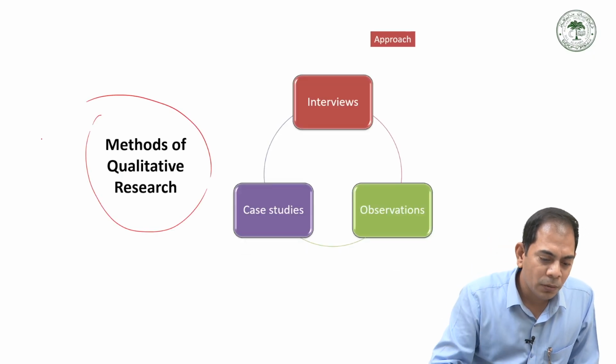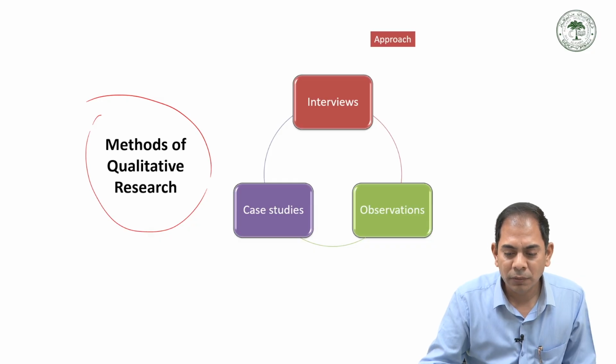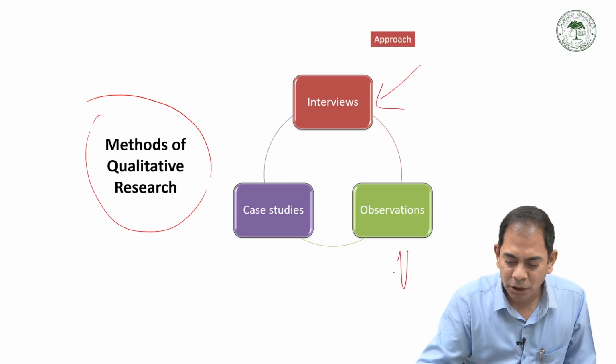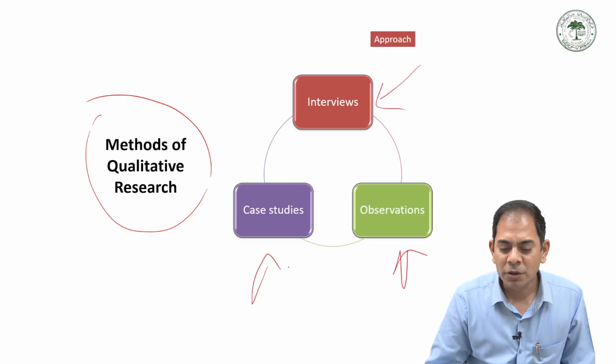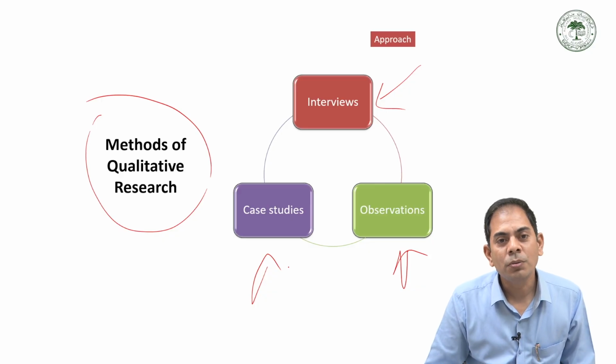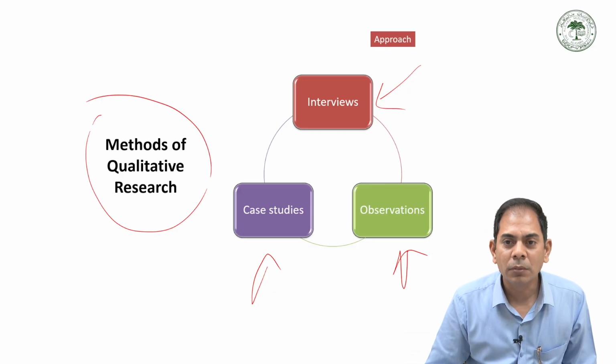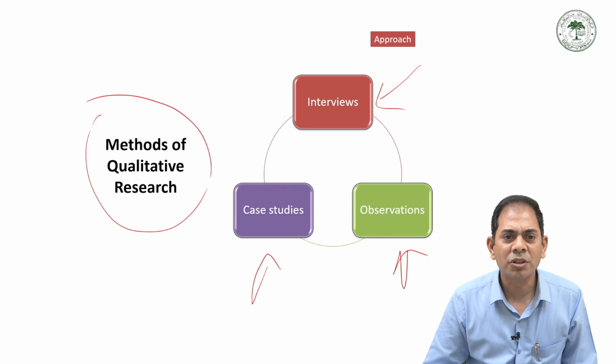Here we discuss the methods of qualitative research. Generally, we use three methods in qualitative research: interview, observation and case study. As you can see in this diagram, there are three main methods: interview, observation and case study.